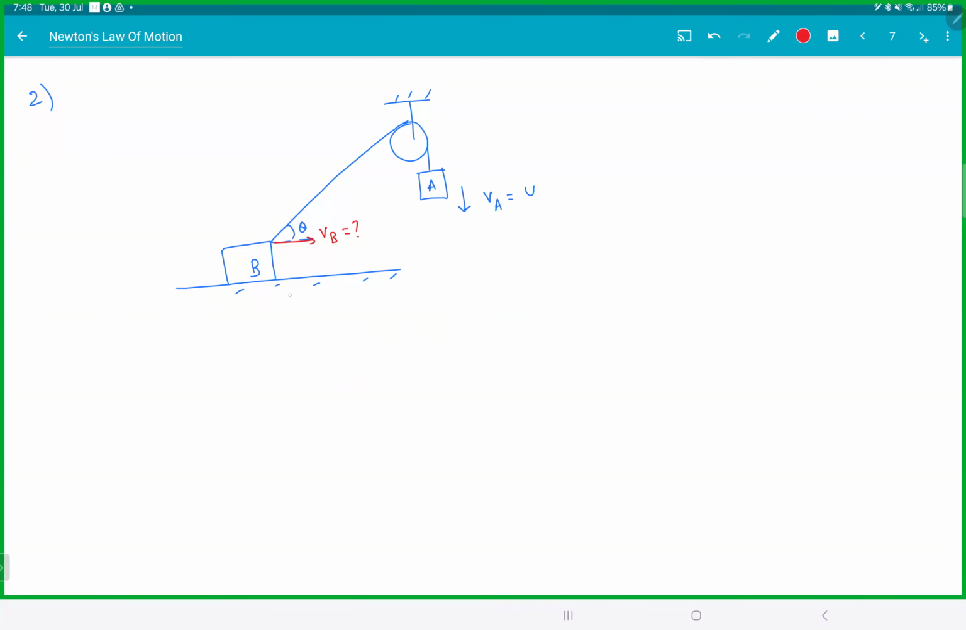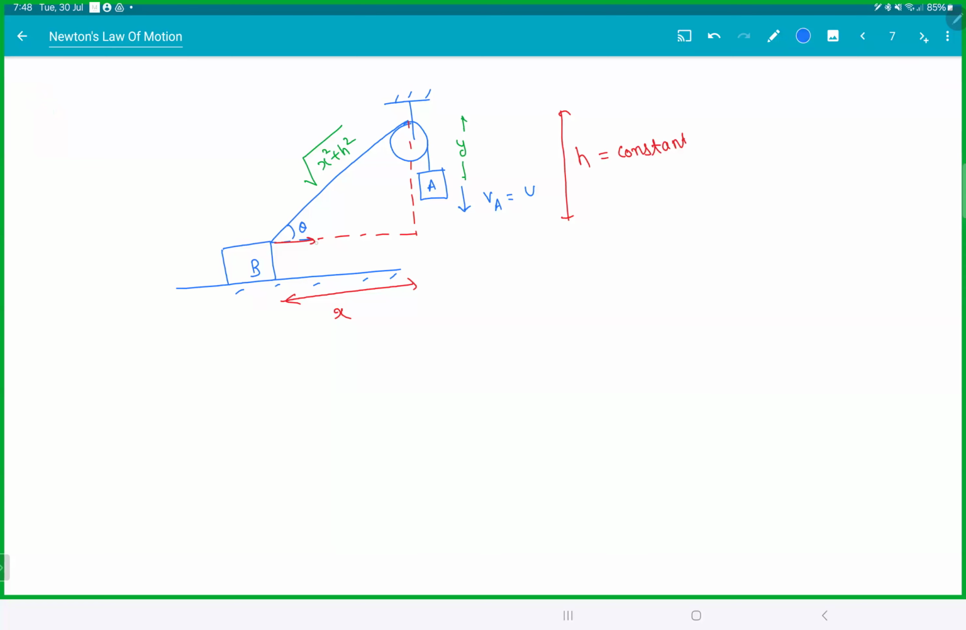Let this length be x. Let this height be h. H is constant. That is the height of the pulley from the base. Now, if you look at the length of the string, let this be y. This will be root over x square plus h square. Agreed? Pythagoras theorem.